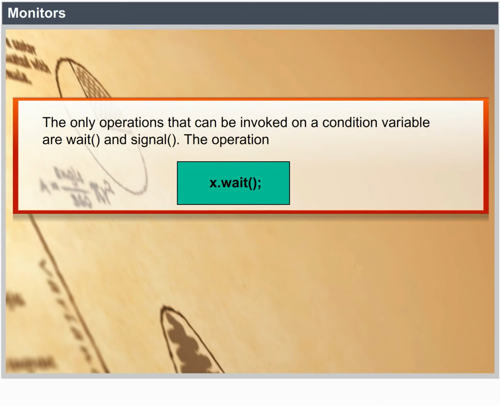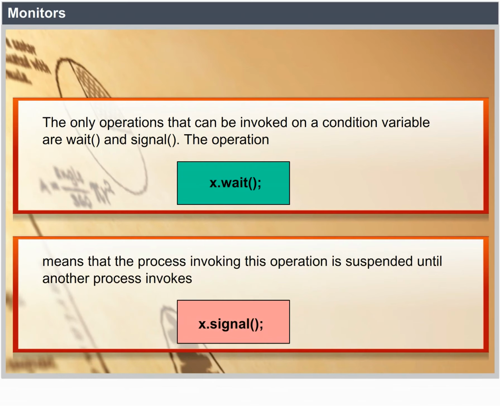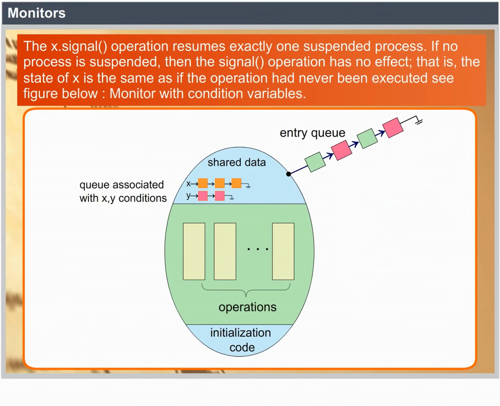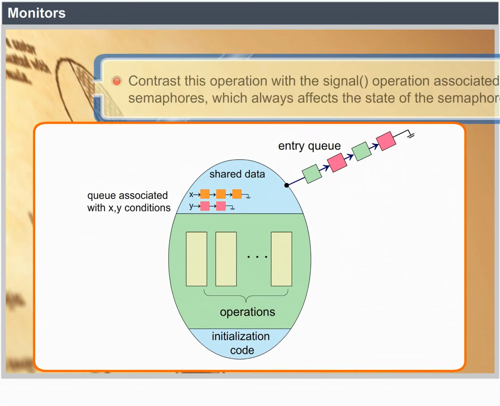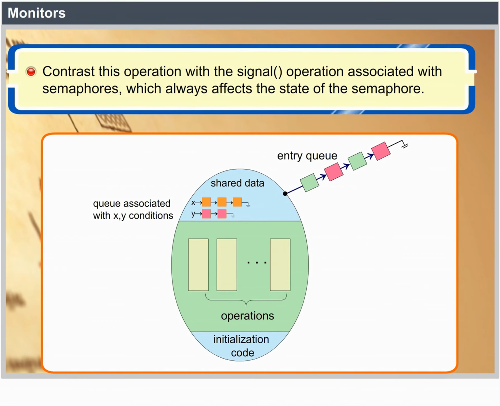The operation x.wait() means that the process invoking this operation is suspended until another process invokes x.signal(). The x.signal() operation resumes exactly one suspended process. If no process is suspended, then the signal operation has no effect. That is, the state of x is the same as if the operation had never been executed. See figure below, monitor with condition variables. Contrast this operation with the signal operation associated with semaphores, which always affects the state of the semaphore.